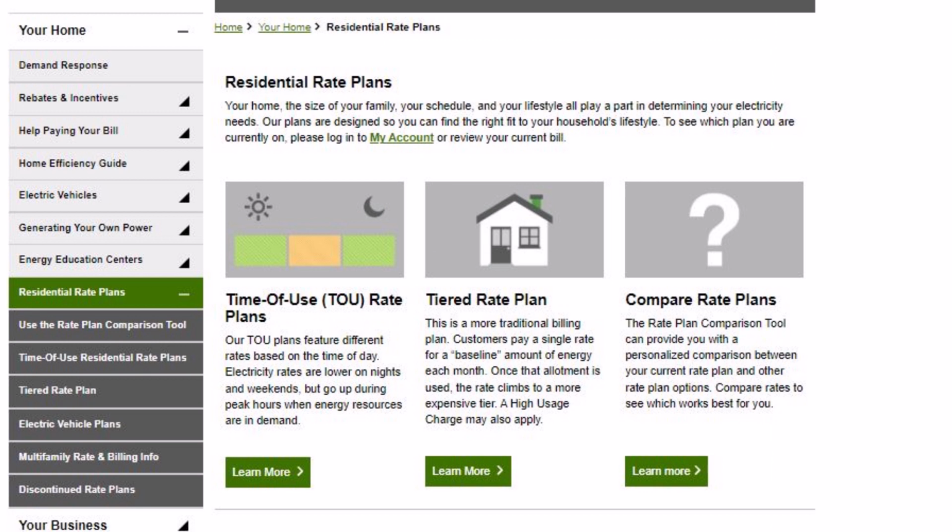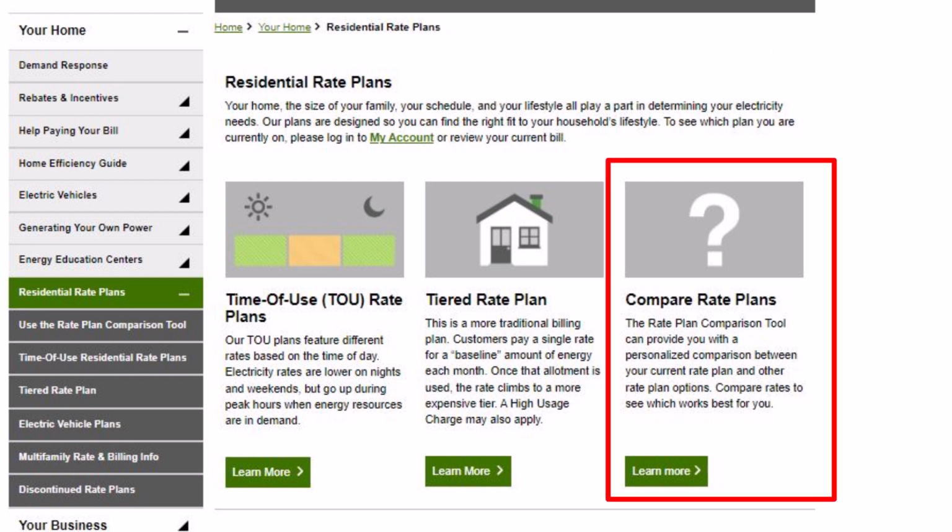If you are interested in comparing your rate plan based on your lifestyle, you can use the Rate Plan Comparison tool on our website, SCE.com.